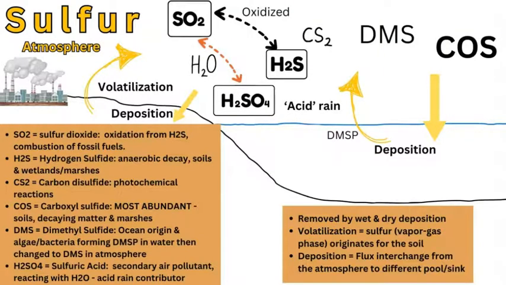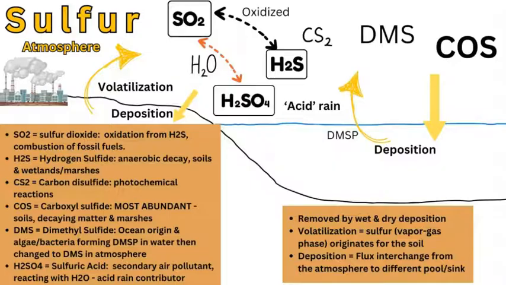The atmosphere plays an important role in moving and transferring as a flux sulfur throughout the cycle. It's not the biggest sink or pool. It's mainly just to have chemical reactions within sulfur's gas form, which includes some gases such as sulfur dioxide, hydrogen sulfide, carbon disulfide, carbonyl sulfide, dimethyl sulfide, last but not least, sulfuric acid.